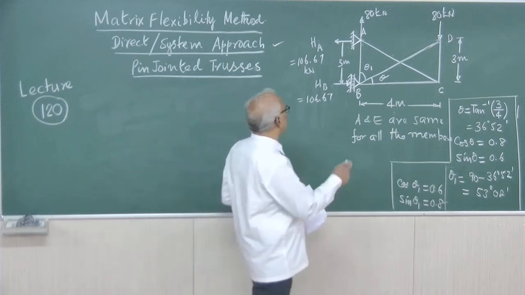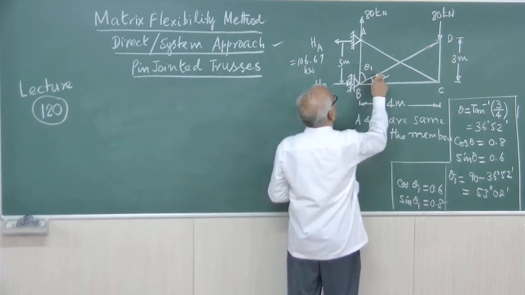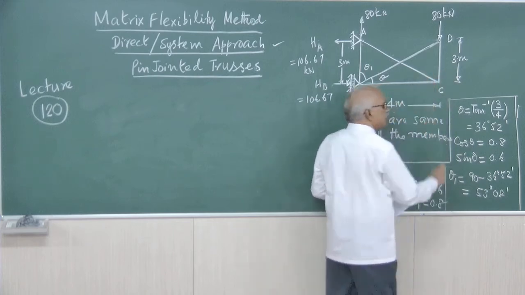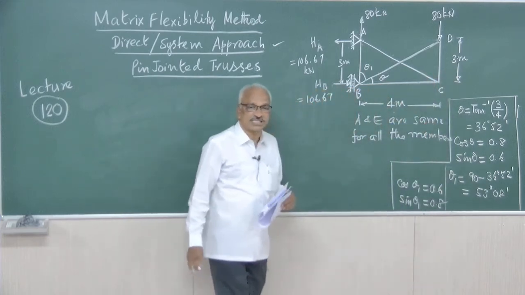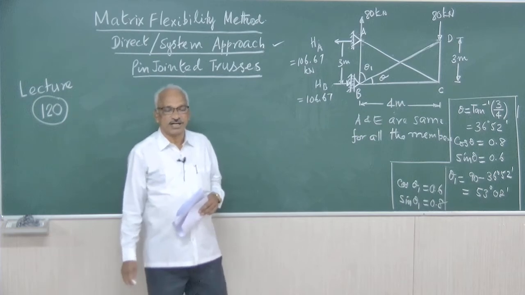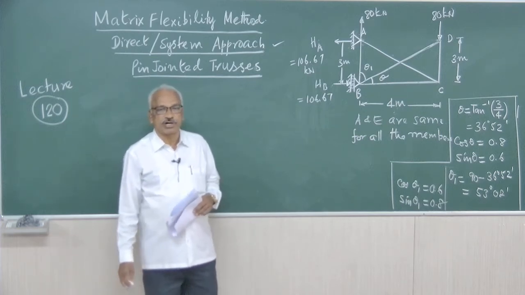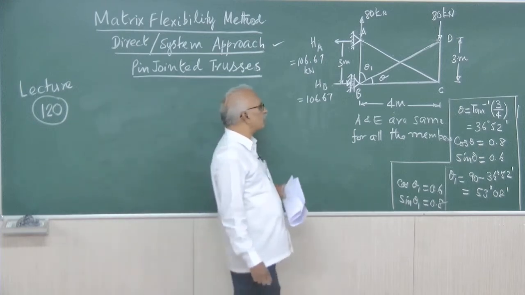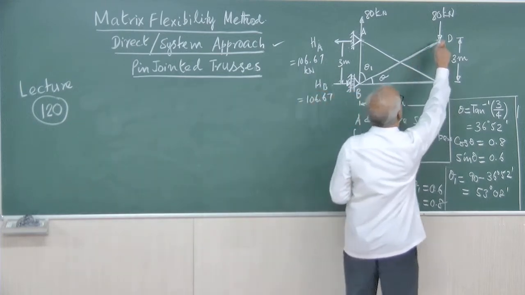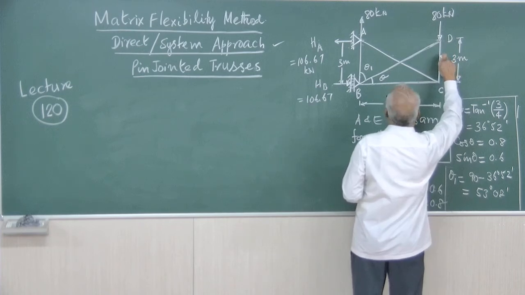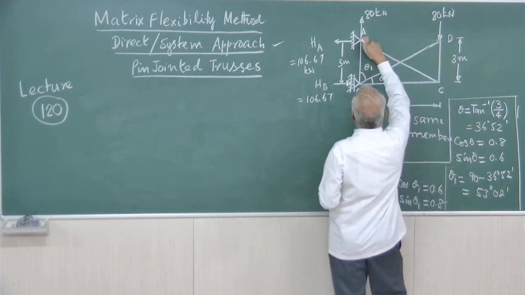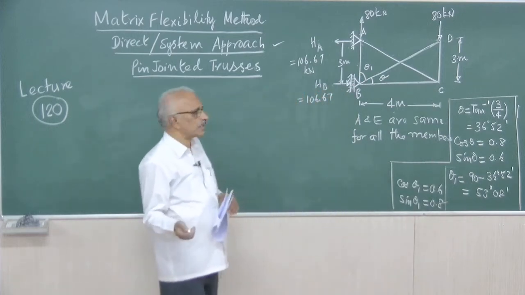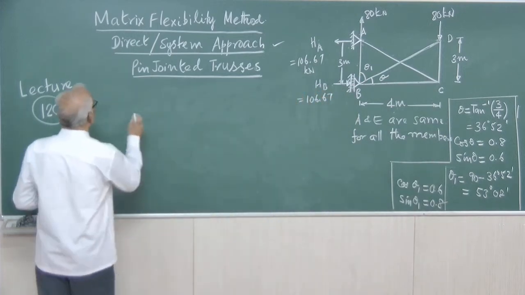We cannot start from B, because there are 3 unknowns. We cannot start from C, there are 3 unknowns. We are going to use only 2 conditions, sigma V equal to 0 and sigma H equal to 0. So only two unknowns can be solved with two equations. Therefore, either we can start at joint D, there are only two unknowns, or we can start at joint A, there are only two unknowns. Either at A or at D it is possible. Let us take joint D.